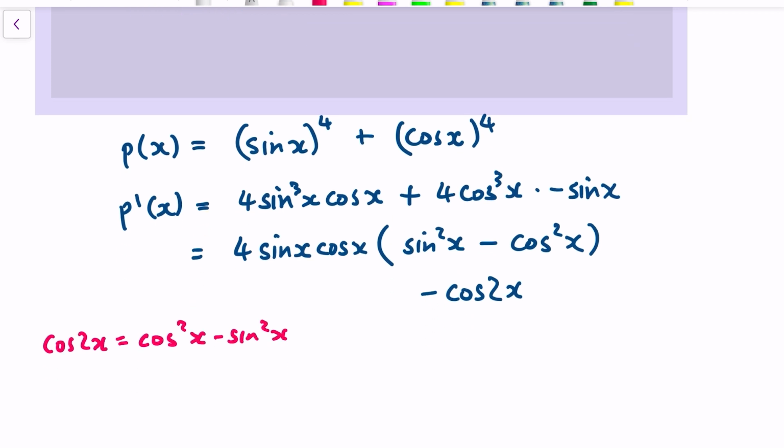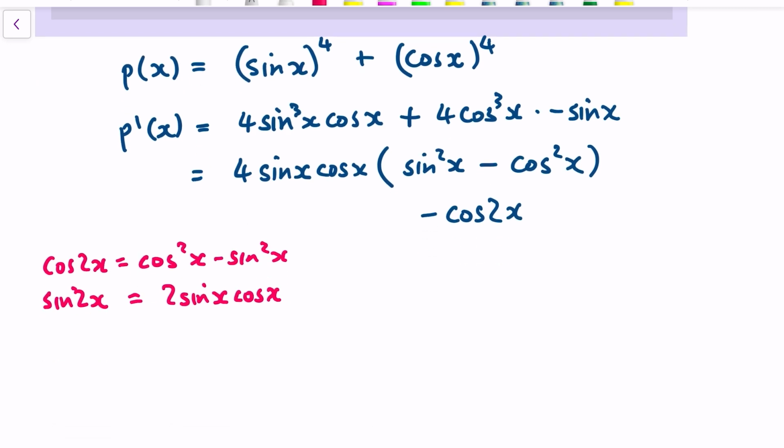If it was a plus, it would be 1. And there's also sine 2x is equal to 2 sine x cos x. So those are the identities that I'm using here to rewrite my first derivative in a simpler format.